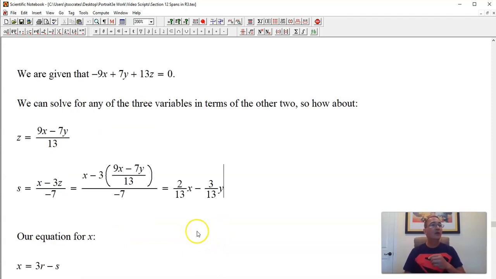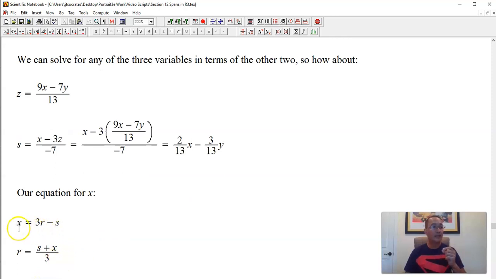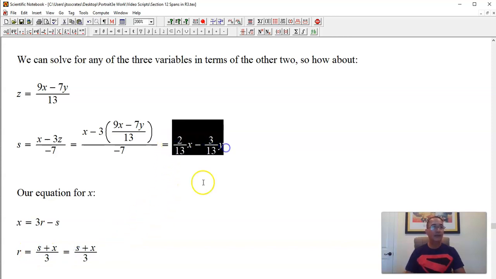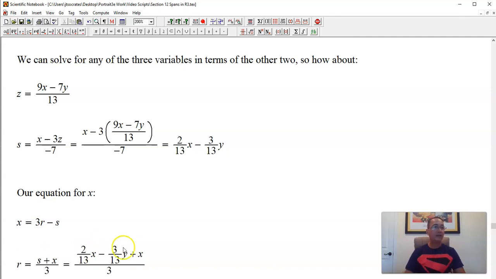Okay, so from our first equation for x, we also got that x is 3r minus s. So now that we have s, we can solve for r from this equation. So we get r is x plus s over 3. And now that we have s, we can plug it into that equation. Here is S. We'll plug that in here. And then let's simplify. And we get 5 over 13 x minus 1 over 13 y. Okay, so now let's see if these expressions for R and S will get us x, y, z.